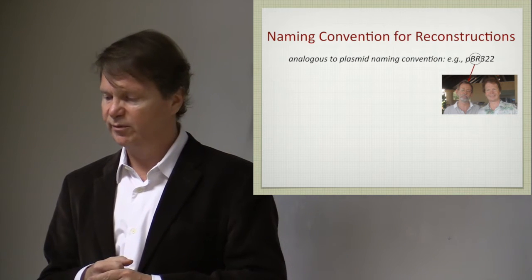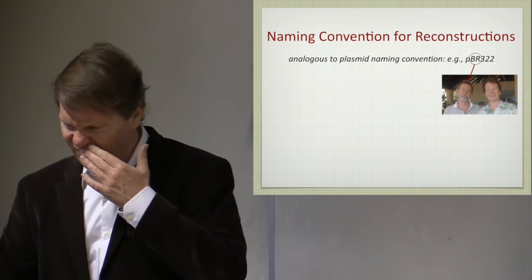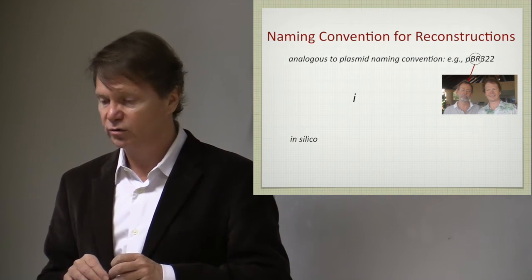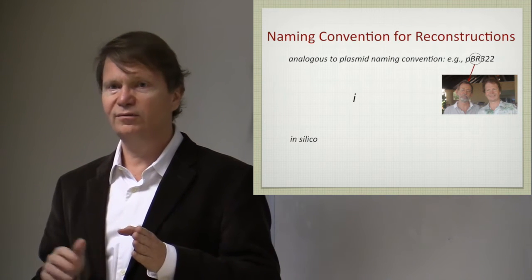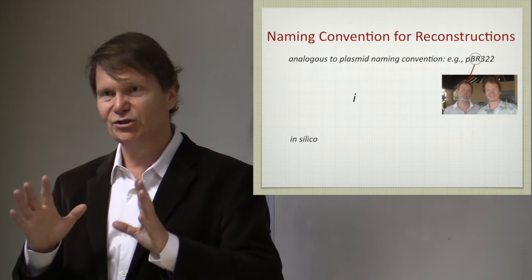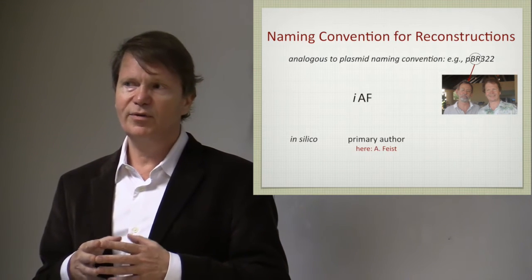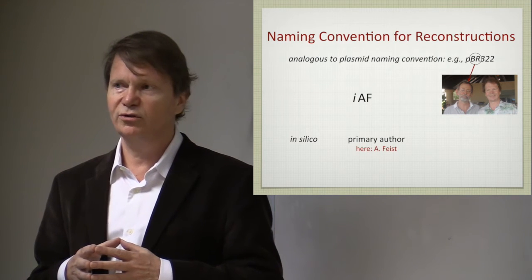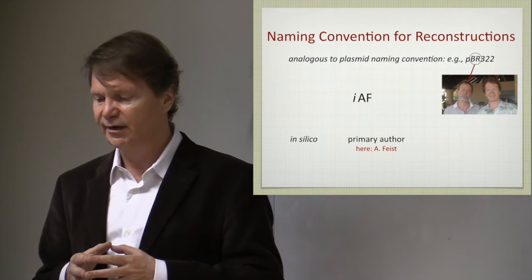And this particular plasmid became widely used. So this naming convention became the inspiration for how to name reconstructions. They often start with an I, meaning in silico. It's not the real thing, it's an in silico representation of a cell. Then the initials, maybe of the person that was primarily responsible for building the reconstruction. If there's more than one, this could be made a little more complicated.